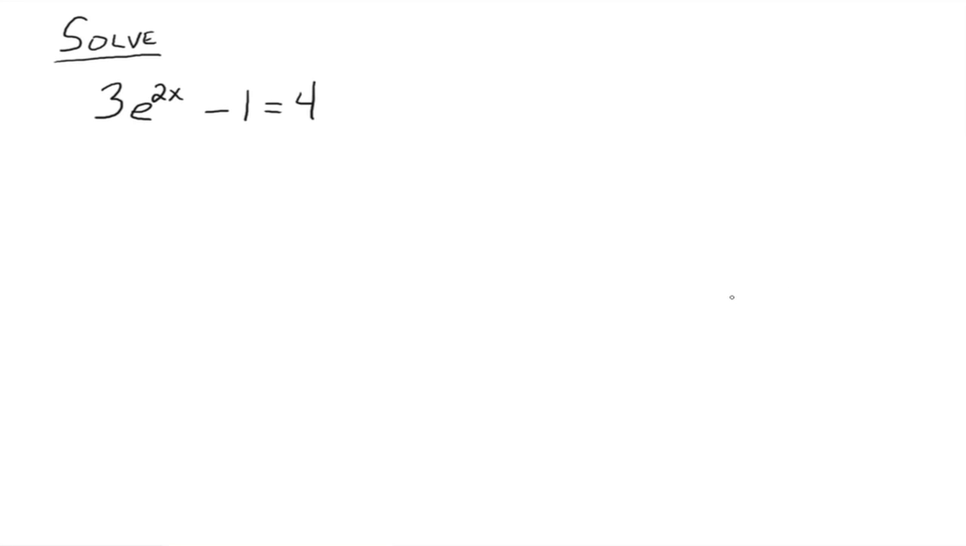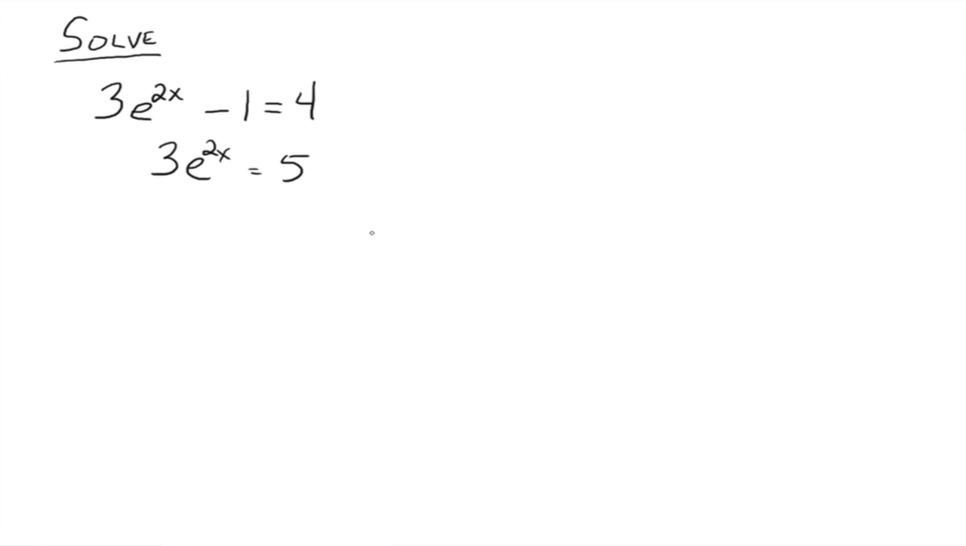Now, this is an exponential equation because what you're trying to solve for is located as an exponent. Now, it's a good idea to isolate the term that's got the exponent on it before you take the log of both sides. It's just going to make our life easier. So add 1 to both sides, and you get 3e to the 2x is equal to 5.